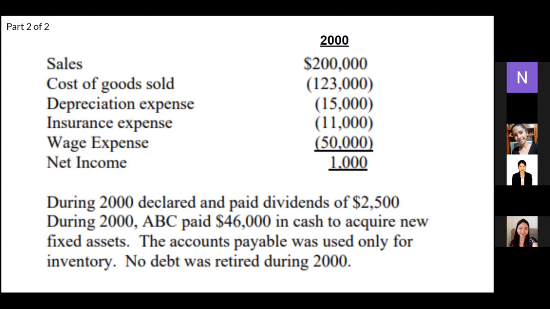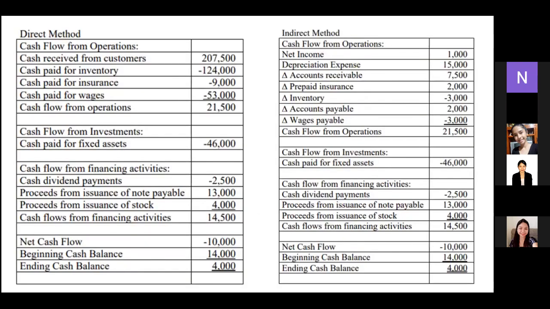Sabi dito, during 2000, nag-declare daw and paid ng dividends na 2,500. And during 2000 din, yung ABC companies nag-paid ng 46,000 in cash para mag-acquire ng fixed assets. At sinabi din dito na yung accounts payable was only used for inventory. No debt was retired during 2000. So, ito yung presentation ng cash flows using direct method and indirect method.